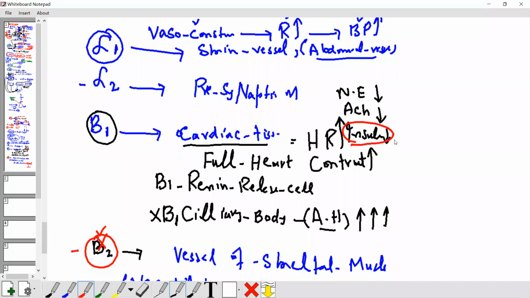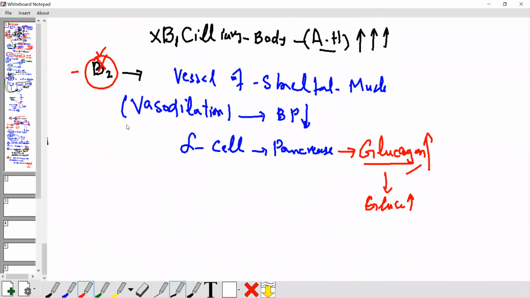Decrease insulin. Understand? Insulin decreases, glucose increases. The function of insulin is to decrease the glucose, but here insulin is already decreasing, so insulin was not able to decrease the glucose. Glucagon here is increasing. So if you stimulate beta 2, glucagon will increase. This will increase the glucose level. Understand? So it's a beta 2 receptor.